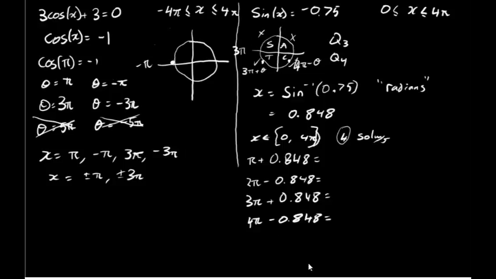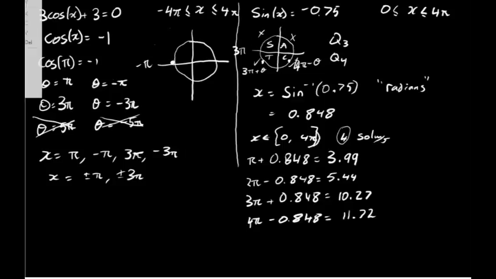So working all those out in our calculator, we find that the first one is about 3.99 to 2 decimal places, 5.44, 10.27, 11.72. So that's all correct to 2 decimal places. We'll just do the last example.